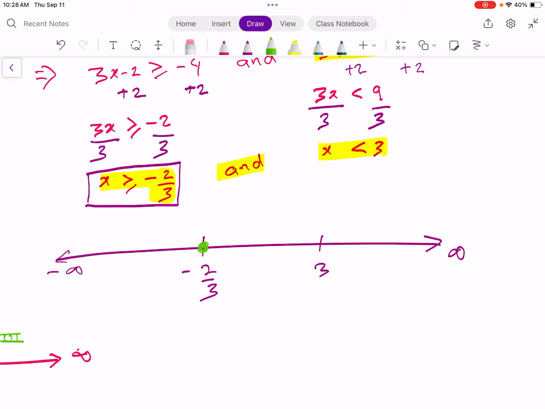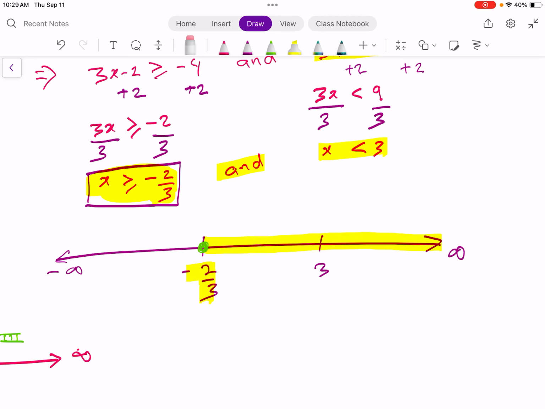So where do we find this solution? Every number greater than -2/3 is a solution. Our -2/3 is here. Now where do we find a number greater than -2/3? It's on the right side, right? So every number on the right side is a solution.